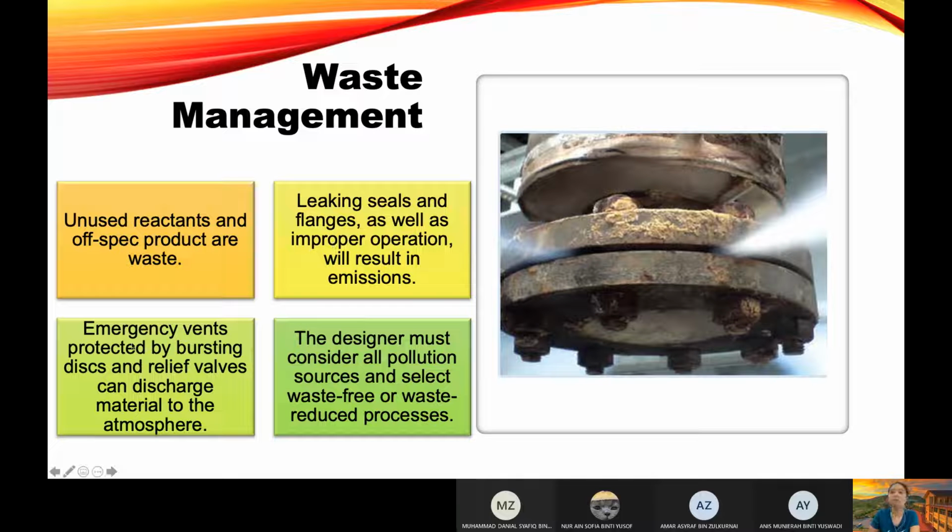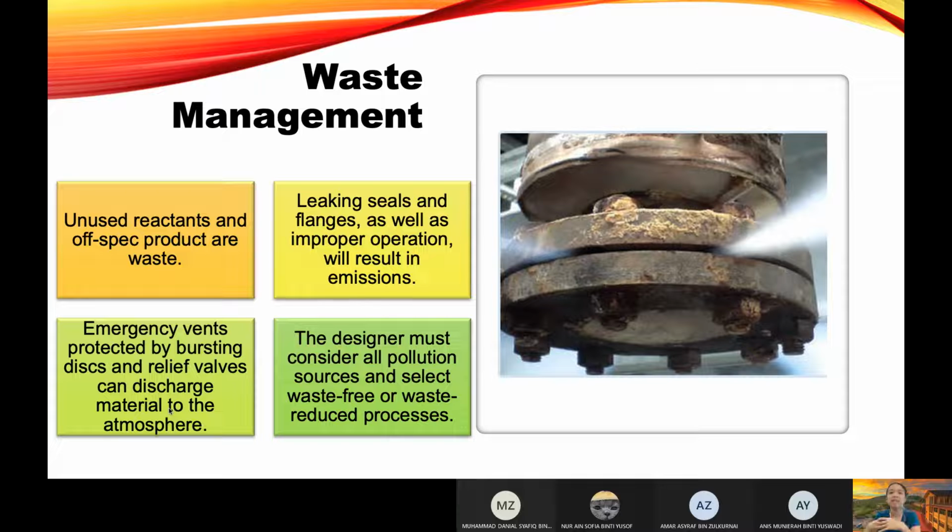Then emergency vents protected by bursting disc and relief valve can discharge material to the atmosphere. So you know that most of the equipment, if you are working on high pressure equipment, you will have what we call as bursting disc and relief valve. So why do you have this bursting disc and relief valve is because, let's say if your equipment suffers from overpressure, so this is an important safety aspect so that the emergency vent can blow up. So you will release the pressure so that you will not have too high pressure in the equipment that may cause explosion. But of course, when this burst, of course you will release the material to the atmosphere. That is also considered as waste.